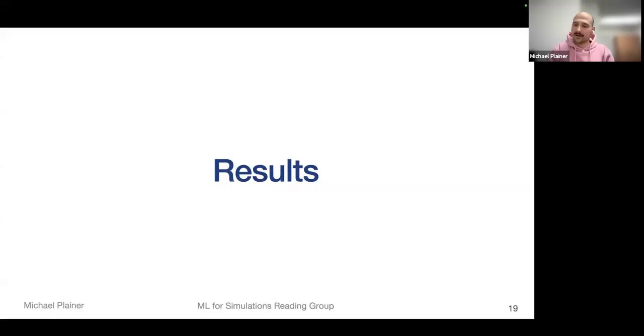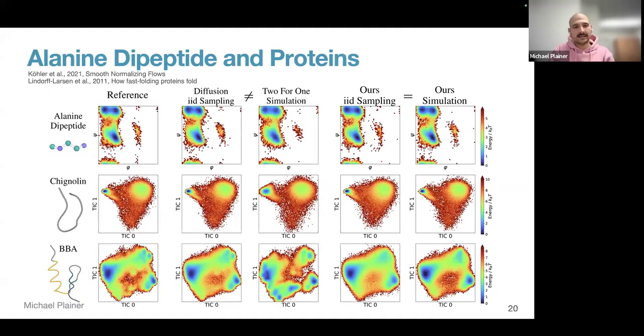Okay, so let's look at some results. How good is the method actually? Here are some results for the small system alanine dipeptide and also for proteins. I know this is a big figure, stay with me for one second. It's not too complicated, I swear. On the left is the reference, the target free energy surfaces that we want to achieve, for alanine dipeptide, for chignolin, and for BBA.